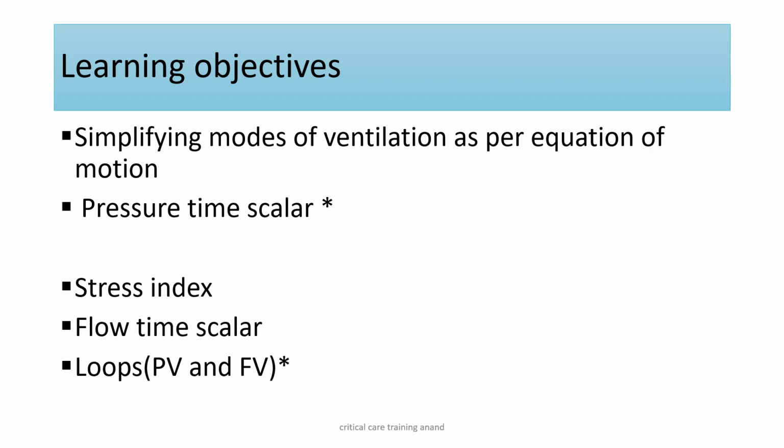So in this, the learning objective is simple: modes of mechanical ventilation as per the equation of motion, which we have discussed in part 1 in detail. The idea is to understand the most common scalar, that is the pressure time scalar, and what information it provides. We will try to analyze and understand the concept of stress index. We will also see how the resistance and compliance problem can be depicted from the flow time scalar, and then a word about the pressure volume loop and the flow volume loop.